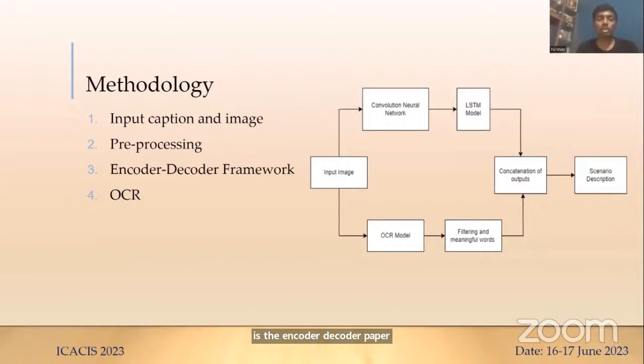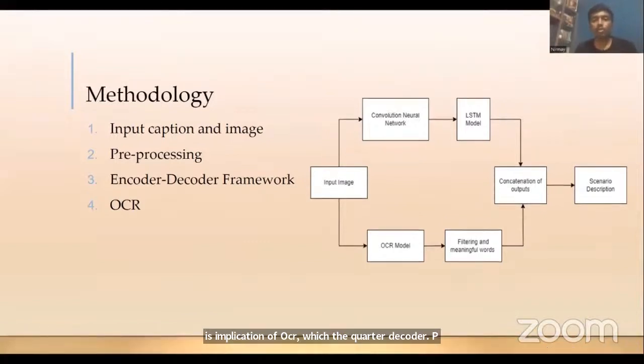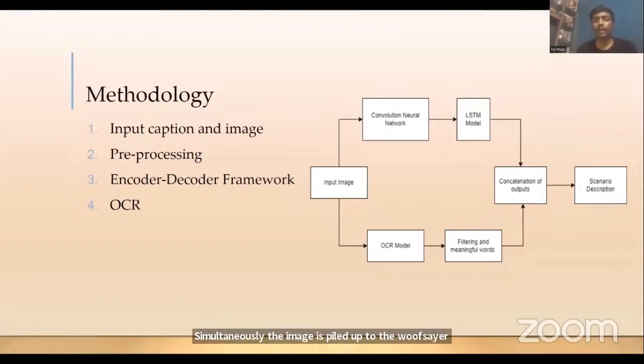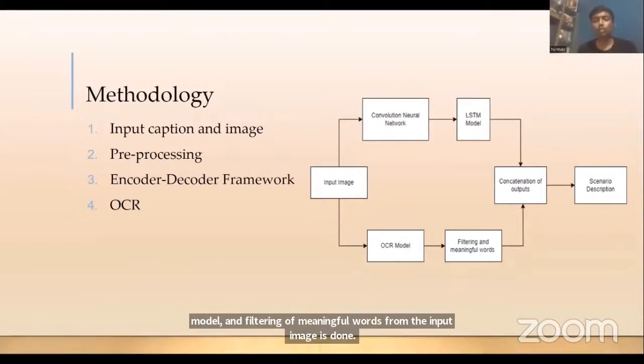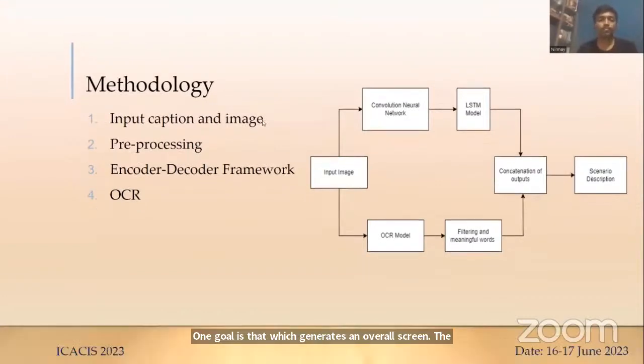Fourth one is integration of OCR with the encoder-decoder framework. Here is a block diagram of the overall working of the system, wherein we first pass an input image to the CNN model, which is further passed on to the LSTM model. Simultaneously, the image is passed on to the OCR model, and filtering of meaningful words from the input image is done with the help of the OCR model. At the end, concatenation of the outputs from both the models is done, which generates an overall scene description of the image.